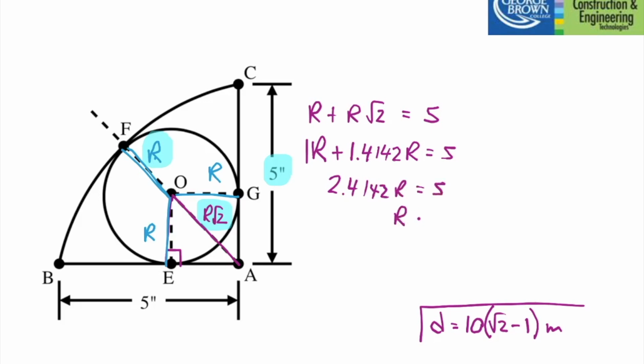You can divide by the 2.4142. And if you do that, let's do that here. I'll add 1 on my calculator and do 5 divided by that. And get 2.0711.